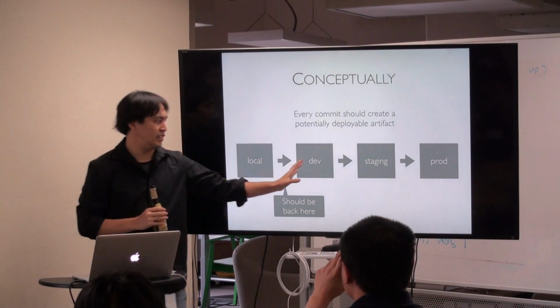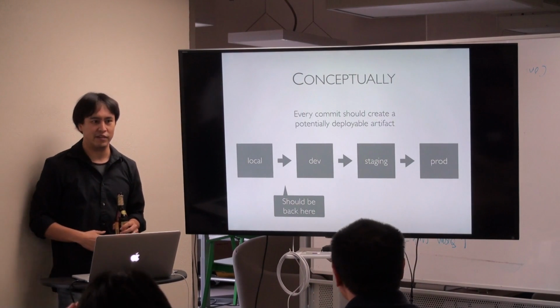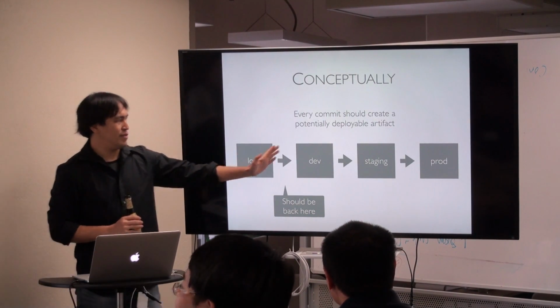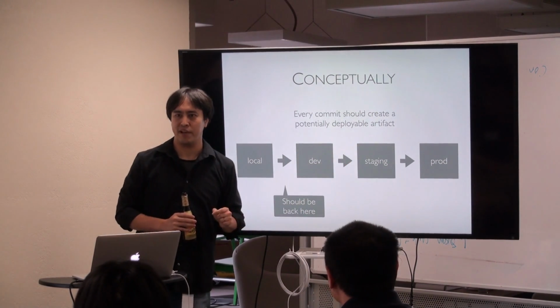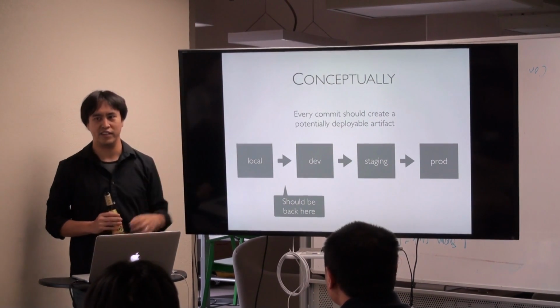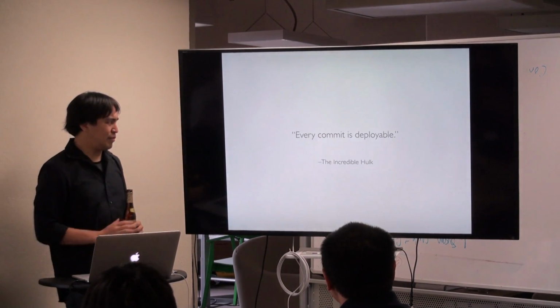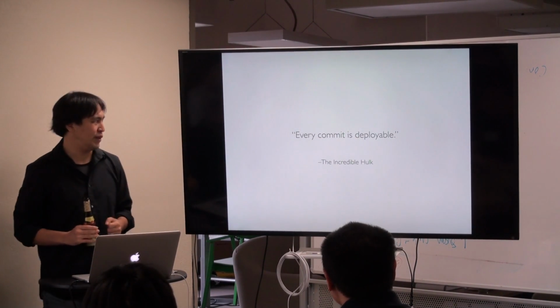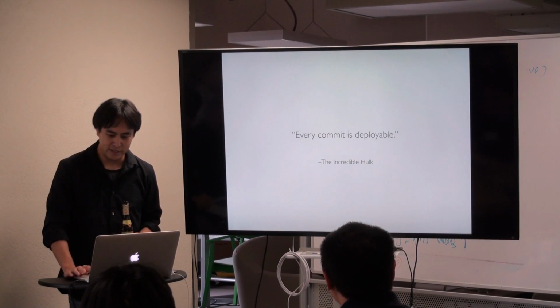And I say production in the sense that you got to go through the testing and the staging and all that, but eventually it should be able to get there, right? Like you don't want to have to mutate the thing that you're checking in here as it moves through the pipeline, especially not excessively, if that makes sense. And I think it was the Incredible Hulk who said every commit is deployable. But don't quote me on that. I'm a little fuzzy on the details.